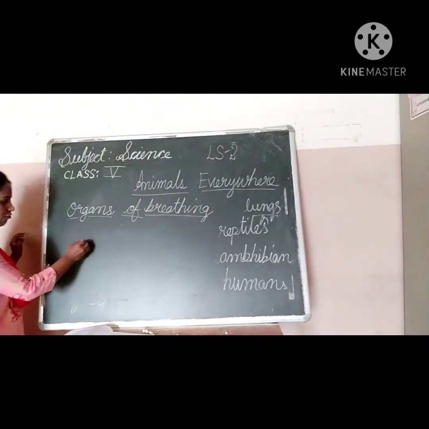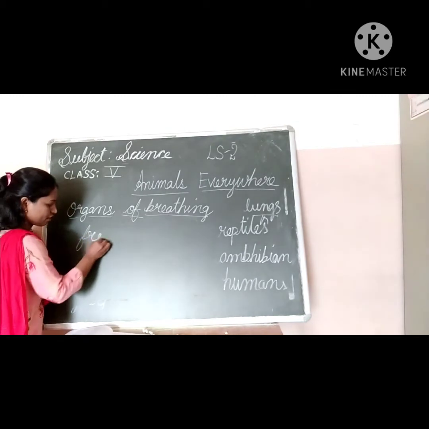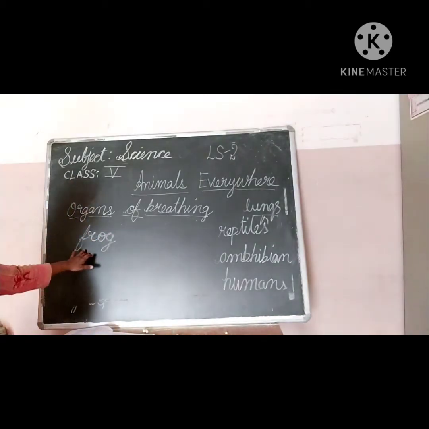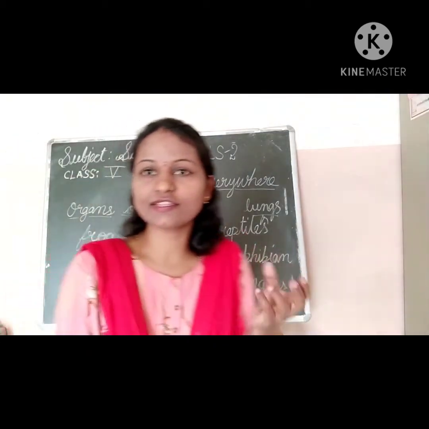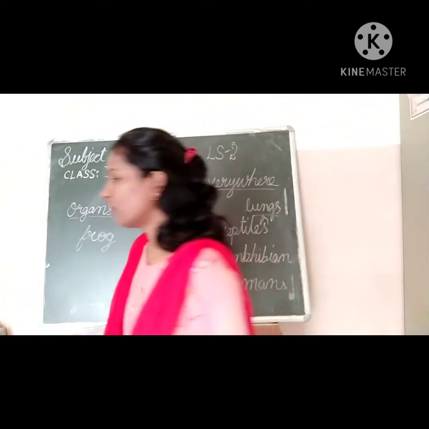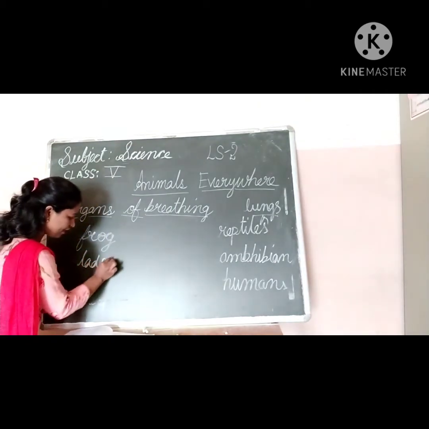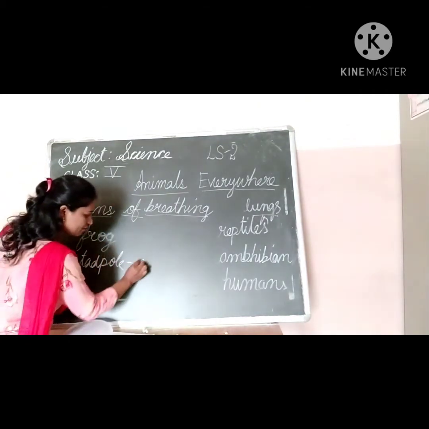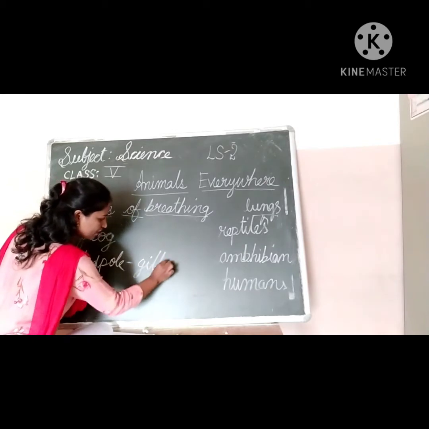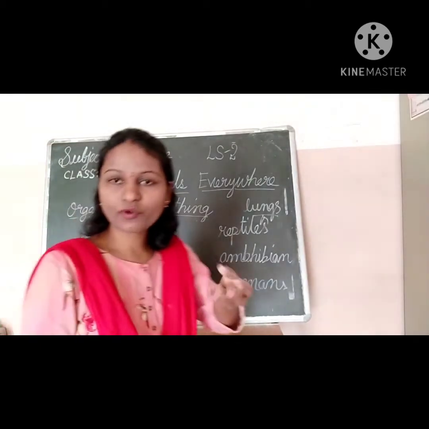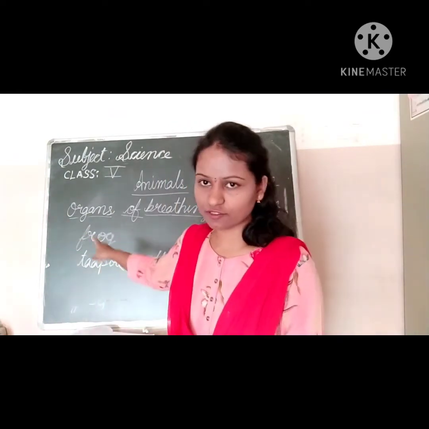So suppose frog is there. When the frog is in the young stage, like the stage of tadpole, it breathes through the gills. When the tadpole is grown, it becomes a frog, right?